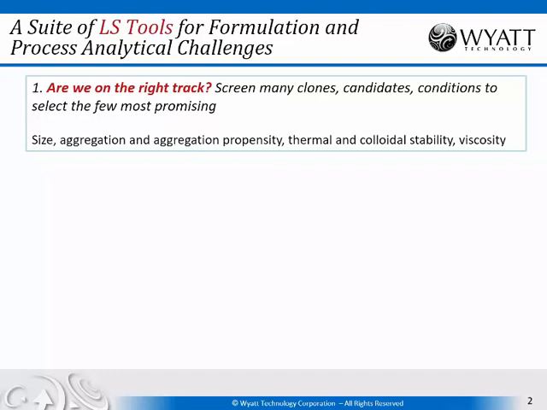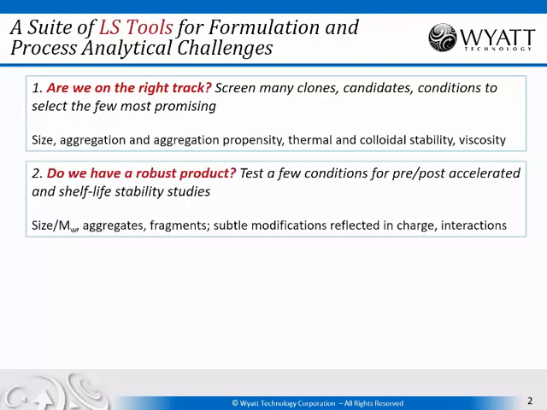Does your sample aggregate? How much will it aggregate? What is its propensity for aggregation? How stable is it in terms of thermal properties and colloidal properties? And if your sample happens to be a high concentration monoclonal antibody, you'll also be looking at its viscosity, which is a critical issue for those types of therapeutics.